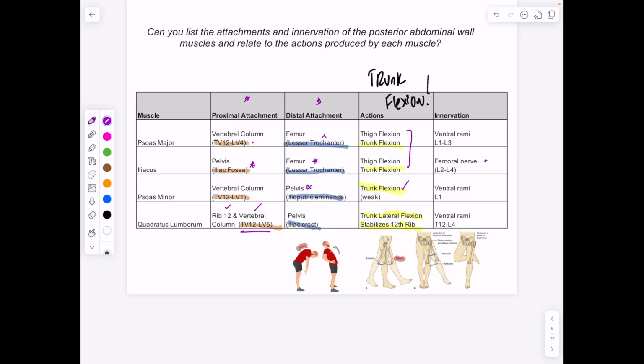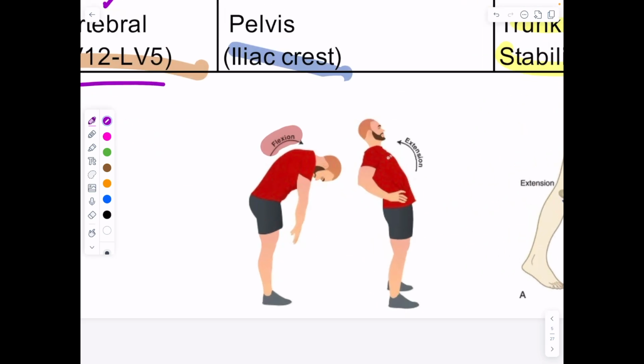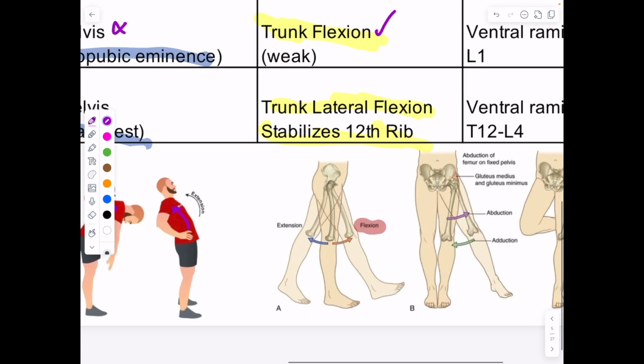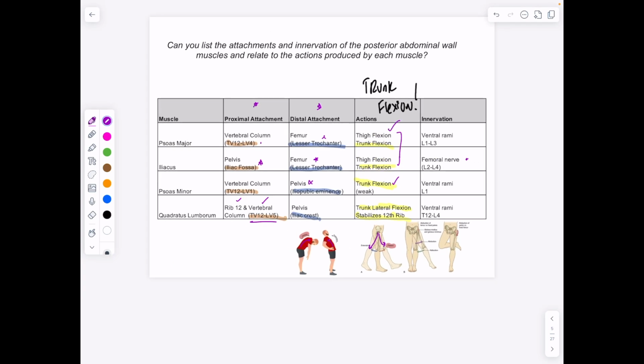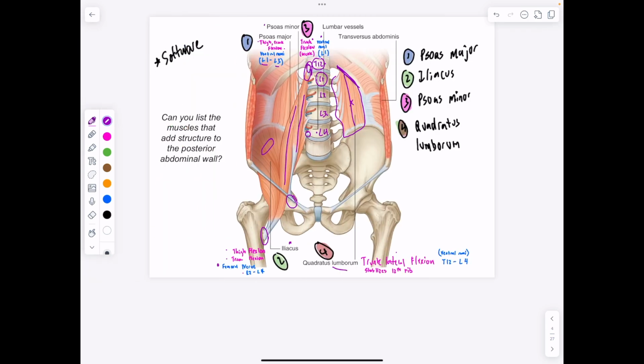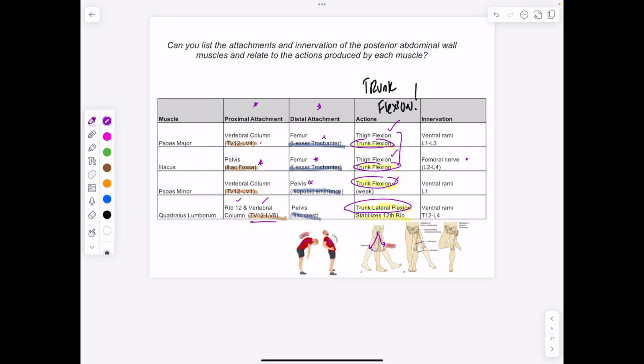All right, and then just a quick reminder, what does trunk flexion look like? So this is trunk flexion, this is trunk extension. Thigh flexion is coming outwards like this, thigh extension is going backwards like that. All right, but for each of these, you see thigh flexion, trunk flexion, trunk flexion, trunk flexion, and then quadratus lumborum is lateral trunk flexion, and it stabilizes the 12th rib overall. All right, so not too bad.